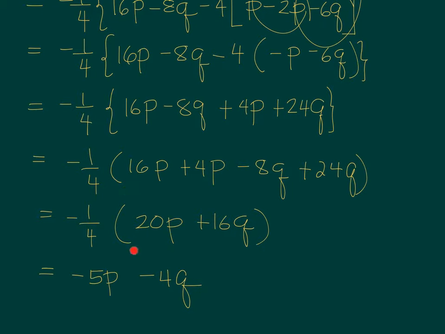16 plus 4 is 20. Negative 8 plus 24 is 16. And then from here, you could already distribute negative 1/4. Multiplying by negative 1/4 means dividing by 4. That is why you have negative 5P for 20P, because that means 20 times 1 divided by 4, negative 5.